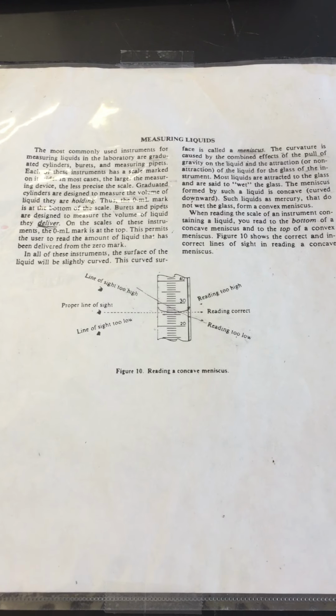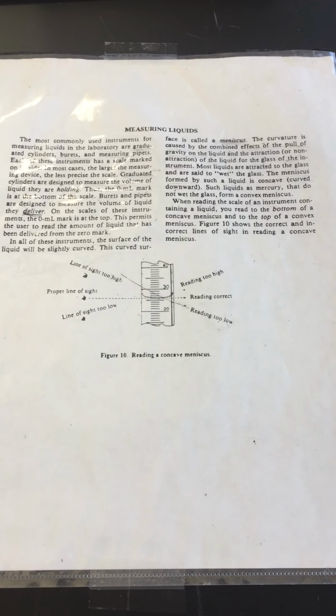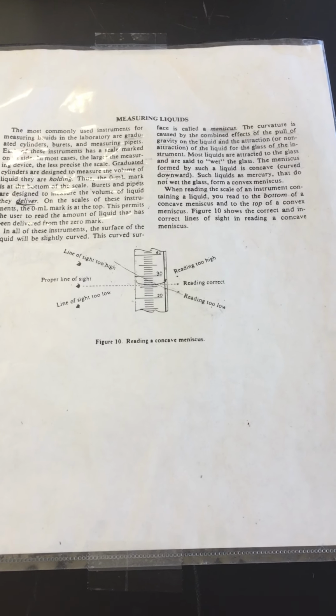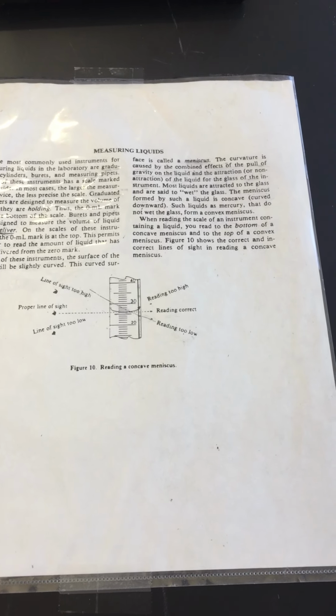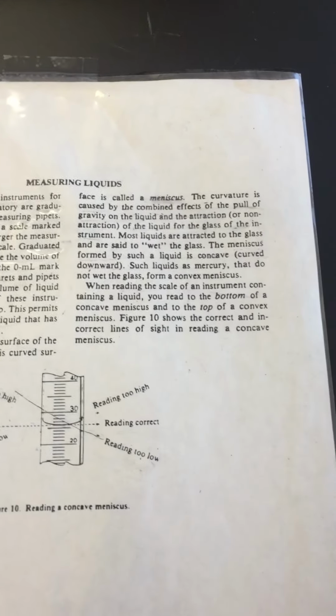On the scales of these instruments, the 0 milliliter mark is at the top. This permits the user to read the amount of liquid that has been delivered from the 0 mark. In all of these instruments, the surface of the liquid will be slightly curved. This curved surface is called a meniscus. You should know that by now, I hope.